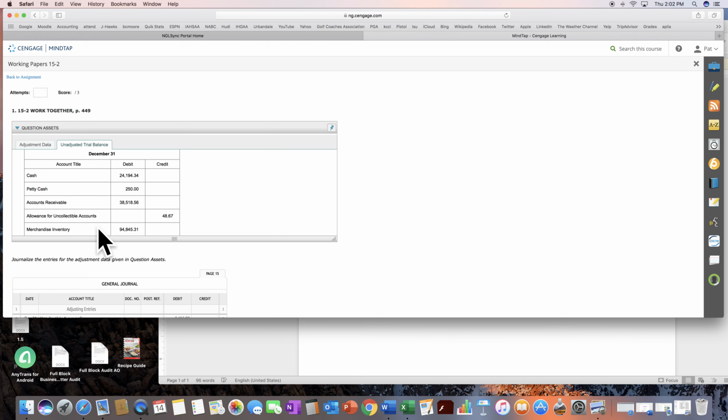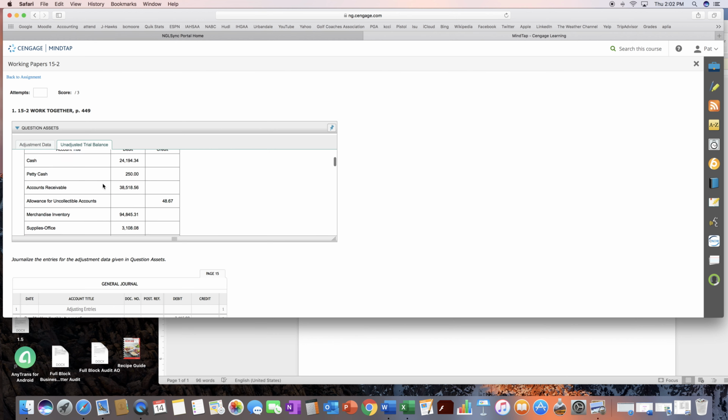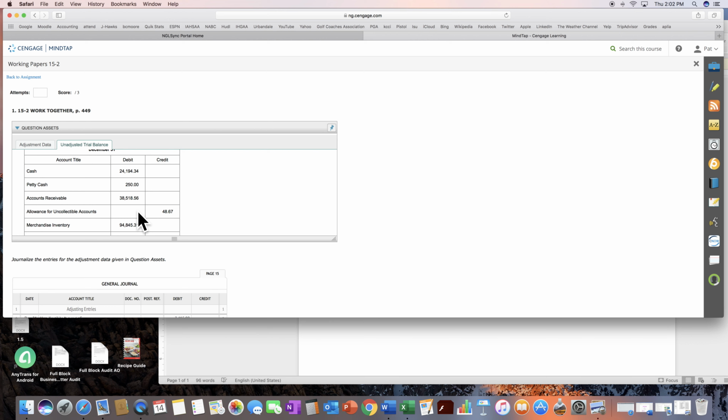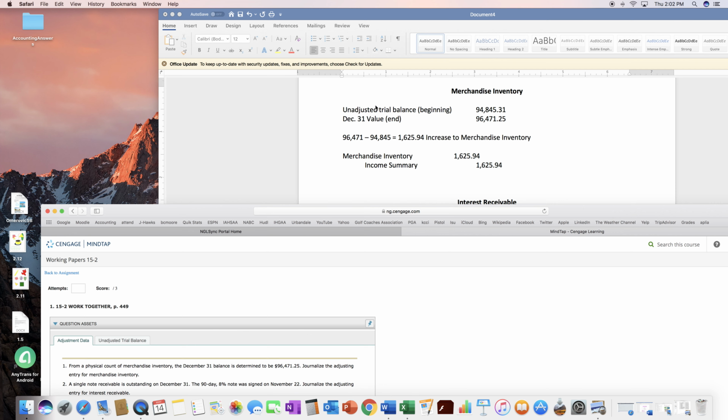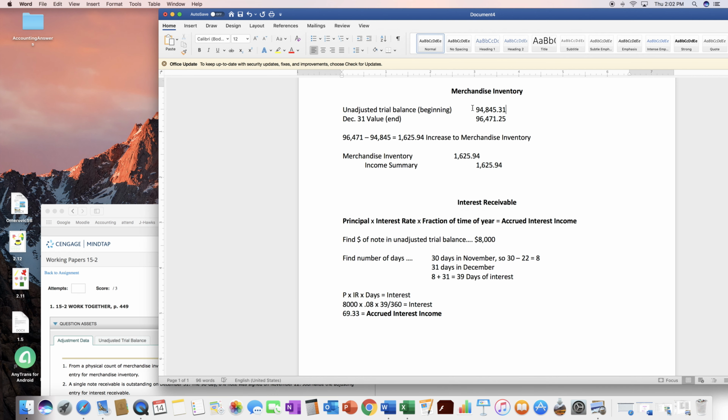Here's merchandise inventory. Okay, the unadjusted trial balance. I know it says December 31st, but this is an unfinished document, right? This is the first part of the trial balance. So the beginning balance for merchandise inventory is 94,845. It now has 96,471. So to figure out our adjustment, we take the beginning or unadjusted trial balance, which they got from the general ledger, right? And then they take the end, which we got in our directions. We can see 94 and 96 is an increase. So you have an increase to merchandise inventory of 1,625.94. You just subtracted those two.